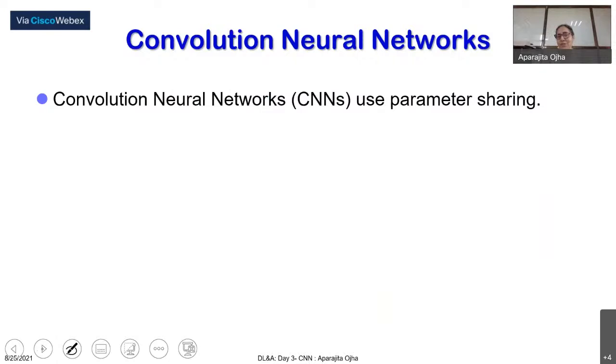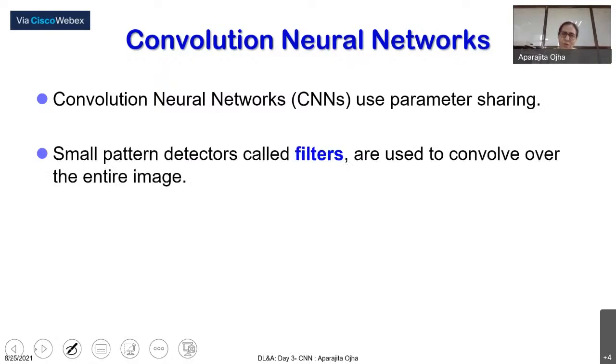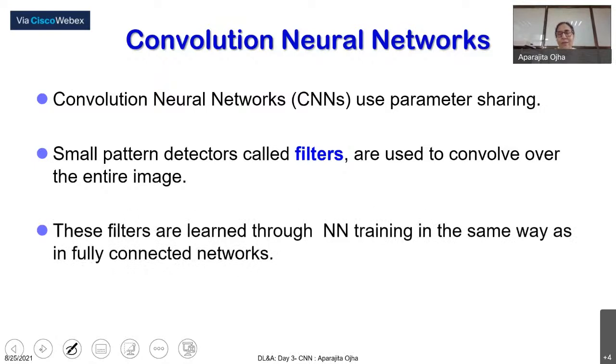They use parameter sharing. Parameter sharing means the same pattern detector is sliding over the entire image and trying to detect a pattern, right? So when I say the same pattern detector, that means the same number of parameters are used to detect a pattern. These small pattern detectors, called filters, are used to convolve over the entire image, right? And these filters are learned through neural network training in the same way as the fully connected network.